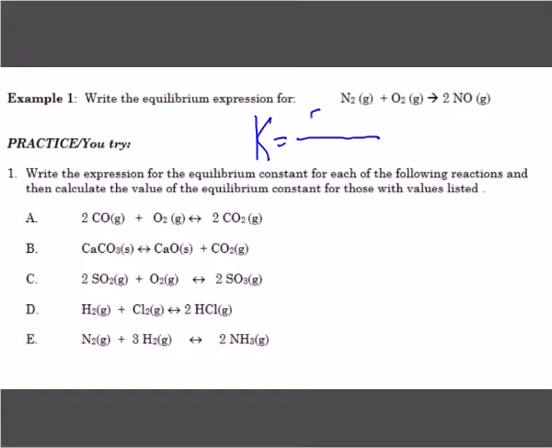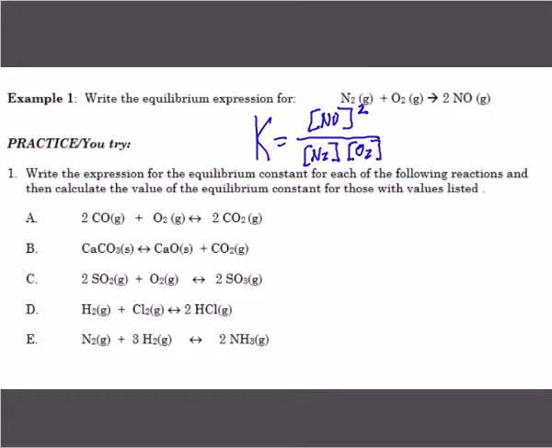So what we would write, guys, is the concentration. How many products do I have? Just in general, one, right? I've got nitrogen monoxide. So it's the concentration of nitrogen monoxide. But what else do I have to include with that? The coefficient, and that's going to become a superscript. So it's the concentration of nitrogen monoxide squared over the concentration of nitrogen gas times oxygen gas.